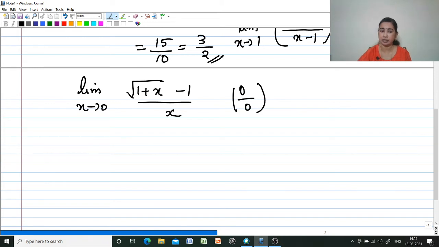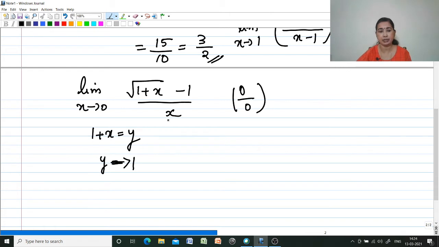Here we can give substitution for 1 plus x. I am giving 1 plus x as y. So when I am changing this part by y, the limit also will change. Here x is tending to 0. If x equals 0, what happens to y? y will be equal to 1. That is, y is tending to 1. When x tends to 0, y tends to 1.